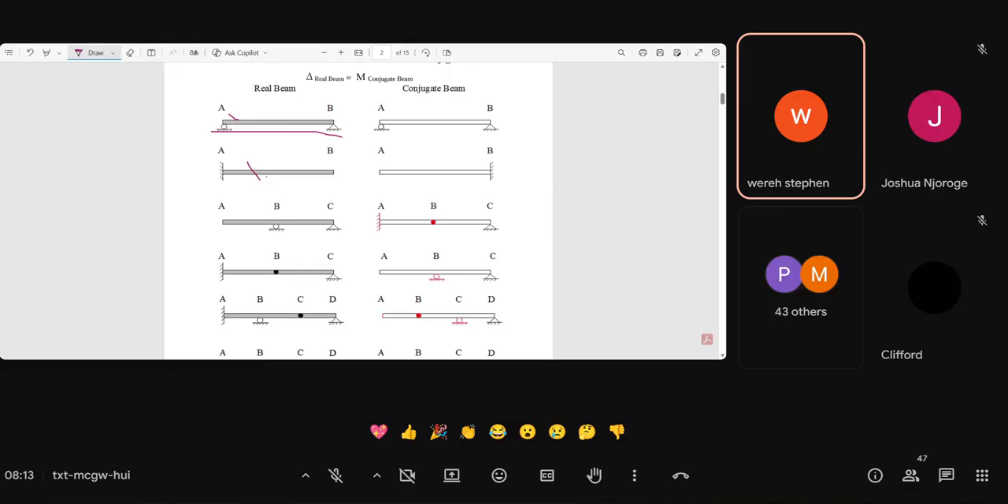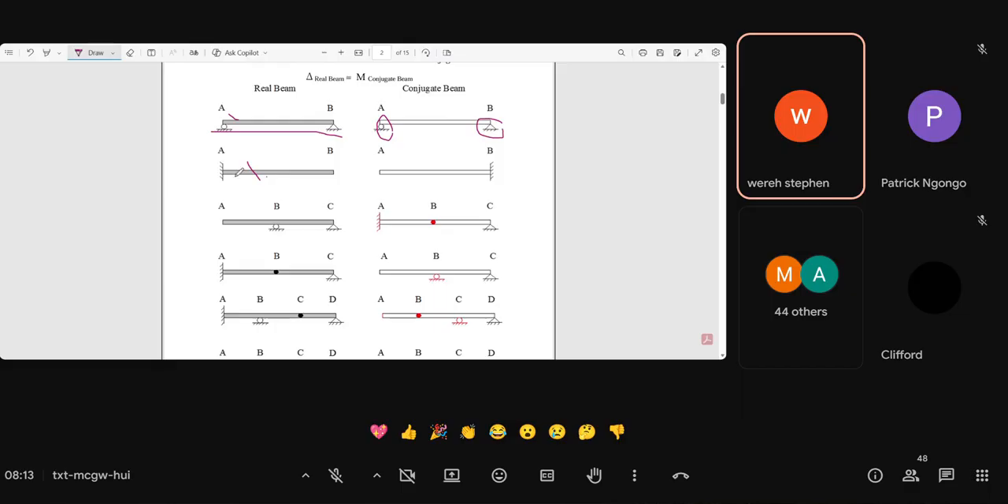So to draw another beam, which is going to be called conjugate, you can see it still maintains the same support. At point A, we still have a roller. At point B, we still have a pin support. So in this case, the conjugate beam is almost the same as the real beam.